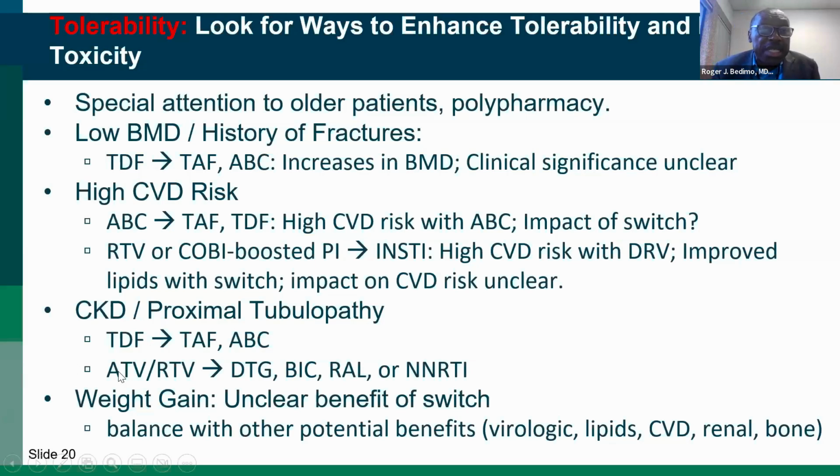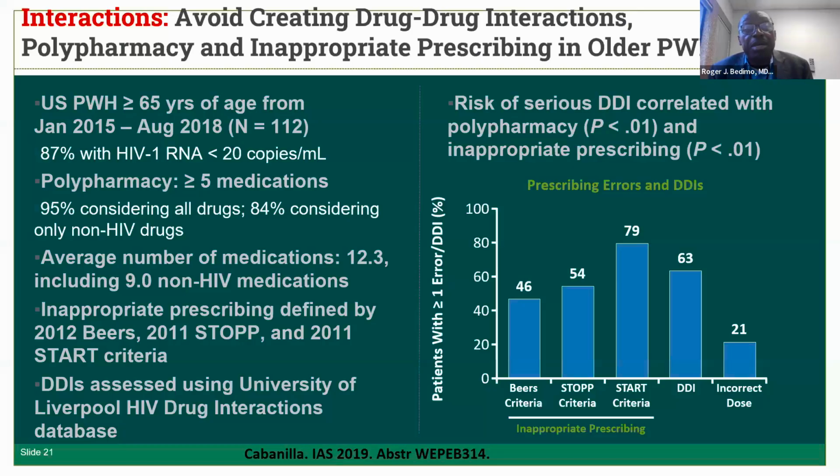If they have chronic kidney disease and are on TDF, it would also be better to switch them to the newer tenofovir, TAF, or abacavir. Same with atazanavir and ritonavir, which were also associated with renal toxicity. Weight gain, like I showed you, has an uncertain benefit of switching thus far, save this well-characterized cohort in South Africa. However, it's also important to balance other potential benefits of integrase inhibitors: better virologic response and better lipid parameters. And then when we switch, we have to just think about balancing.